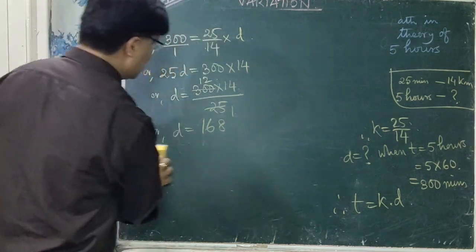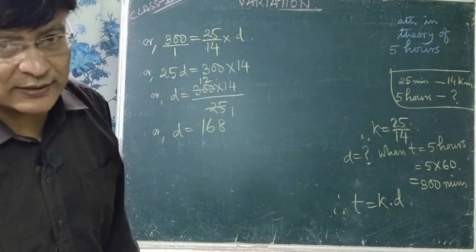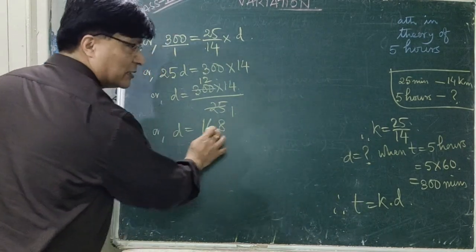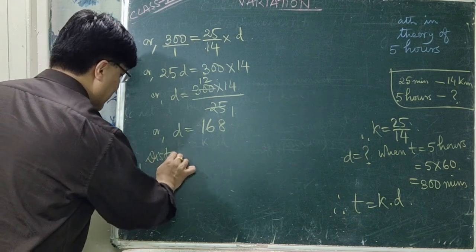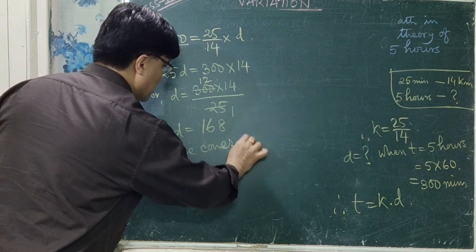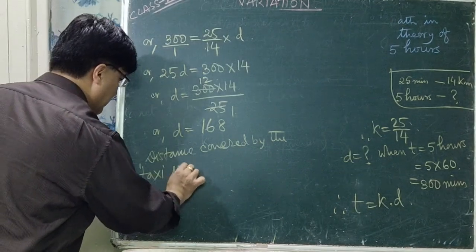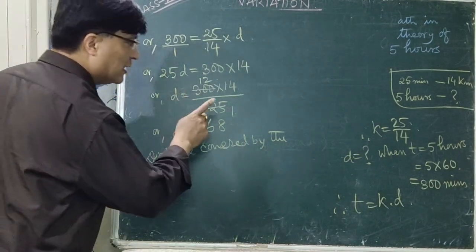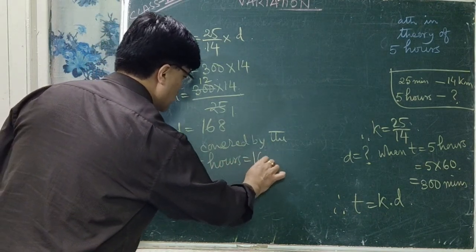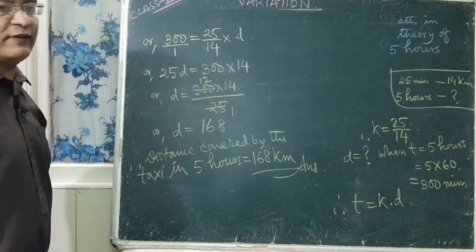168. So what is the distance covered by the taxi in 5 hours? It is 168 kilometer, right? So therefore the answer, this is in kilometer, right? So distance covered by the taxi in 5 hours is equal to 168 kilometer. So this is the final answer.